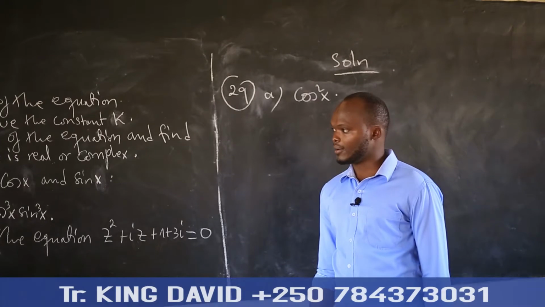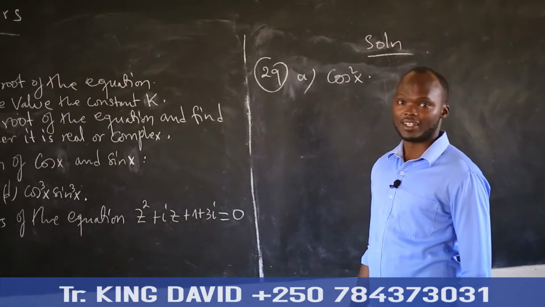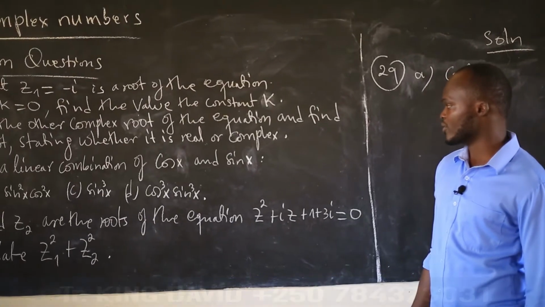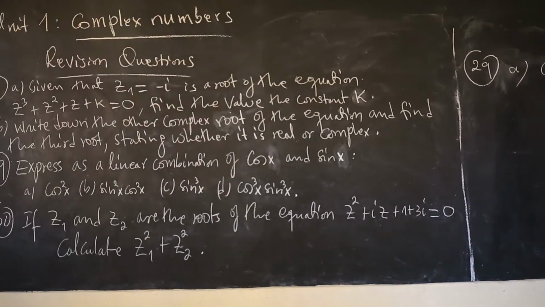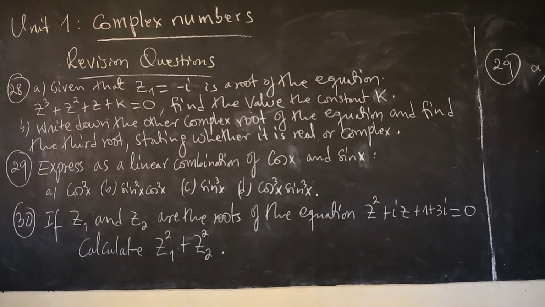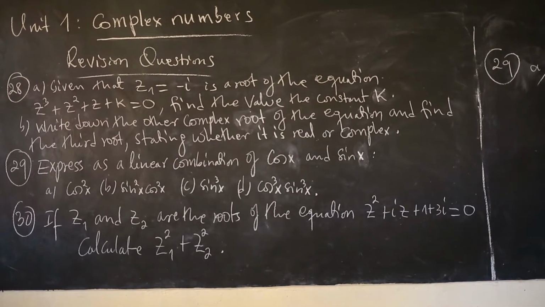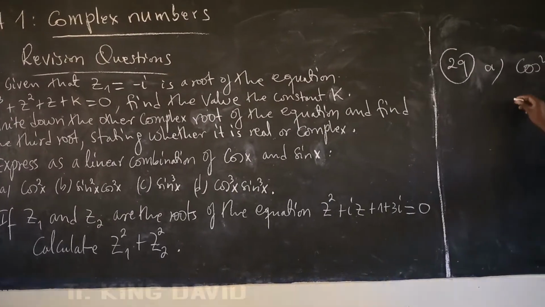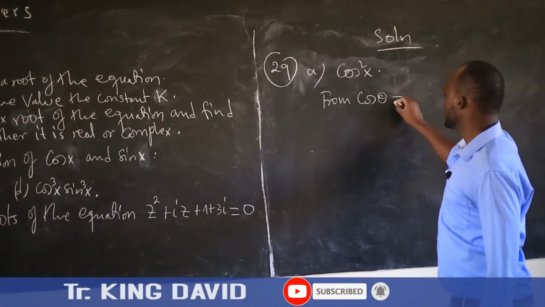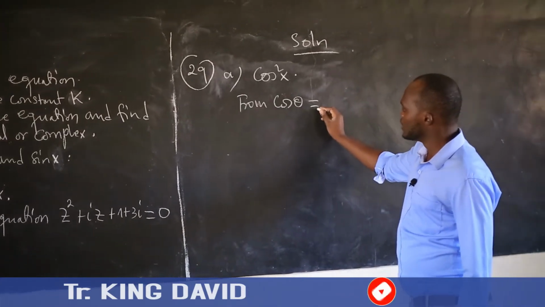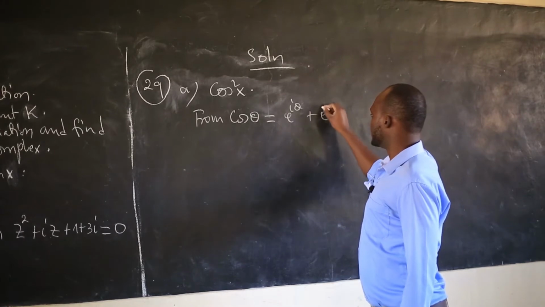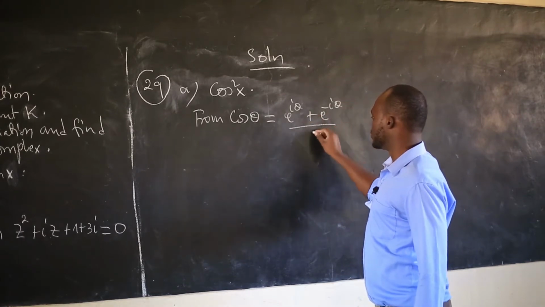So let us proceed. We are on number 29. Number 29 is saying express as a linear combination of cos x and sin x. We have cos squared x. To express as a linear combination is the same as linearization. And when we do linearization, remember that cos of an angle is equal to e power i angle plus e power negative i angle, divided by 2.